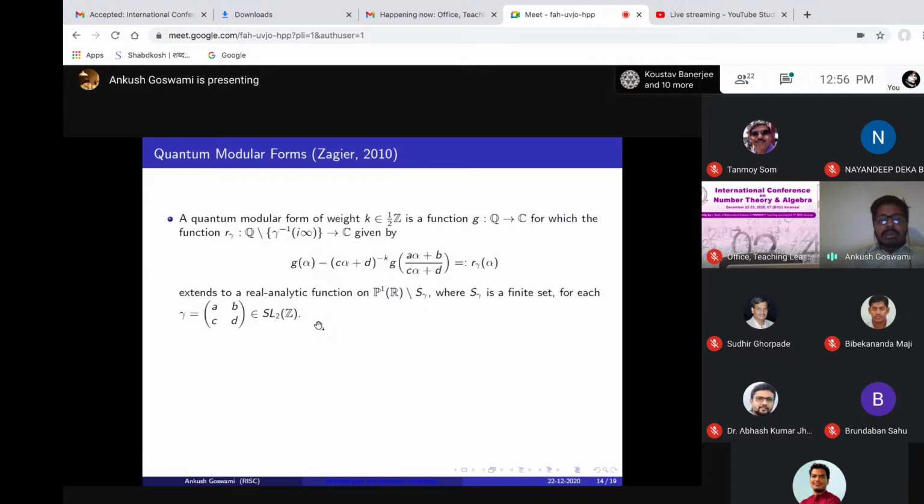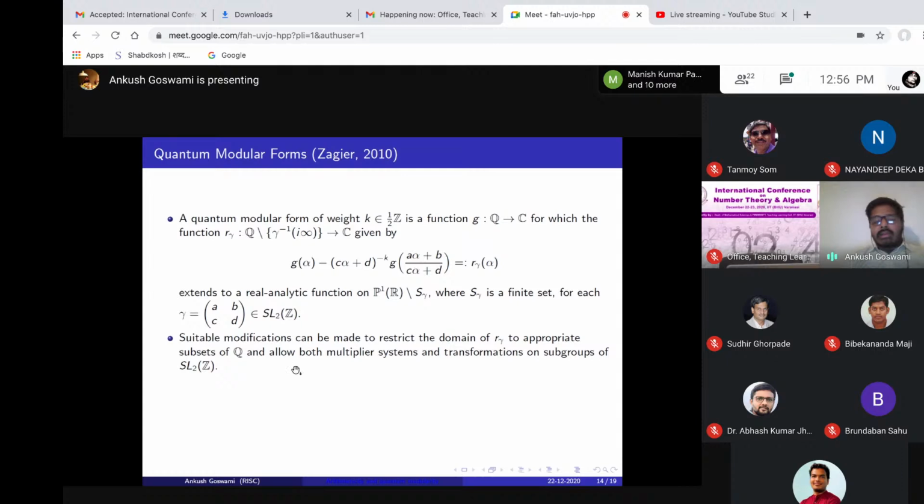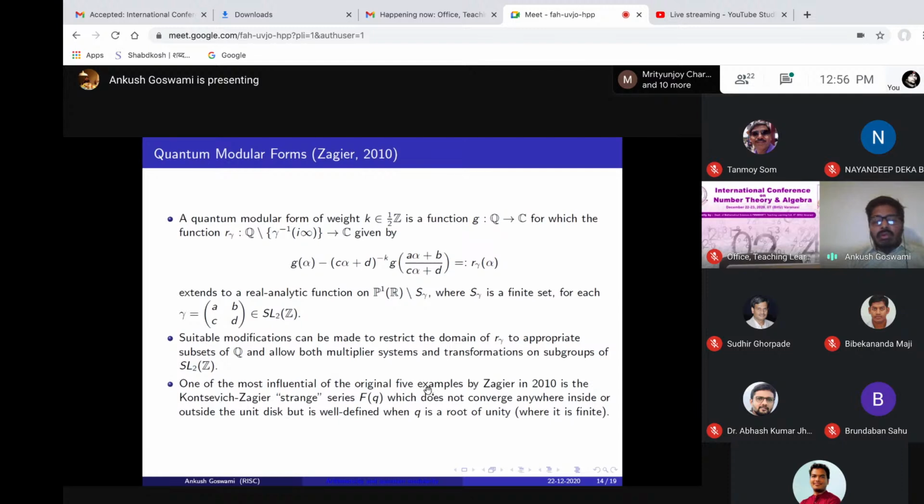And then later people modified this definition of Zagier to restrict the domain of r_gamma to appropriate subsets of the rational numbers Q. They also allowed multiplier systems and transformations on subgroups of SL2(Z). One of the most influential of the original five examples by Zagier in 2010 is the Kontsevich-Zagier strange series F of q. As I said earlier, this function is called strange because it does not converge anywhere inside or outside the unit disk, but it is well defined when q is a root of unity, in which case it is finite.